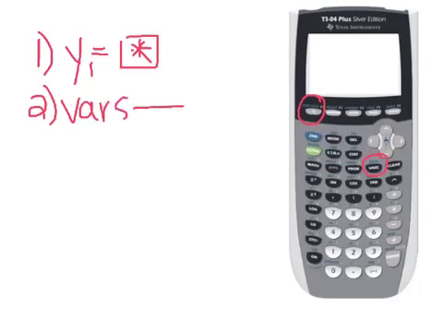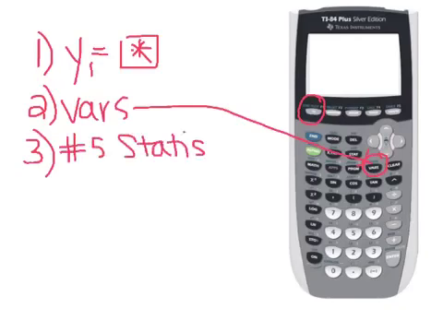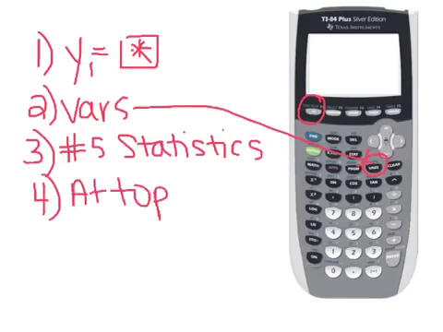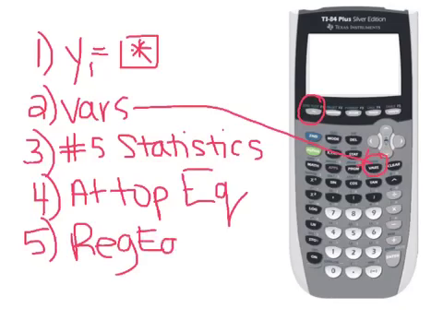If you go to vars, and then underneath the vars menu, choose option number 5, which is statistics. And once we get to statistics, we're going to arrow over. So at the top, choose EQ. There should be an EQ menu about 2 or 3 spaces over. And then in the EQ menu, I want you to choose Reg EQ, which is option number 1. And what this should do is paste your equation into your equation editor.